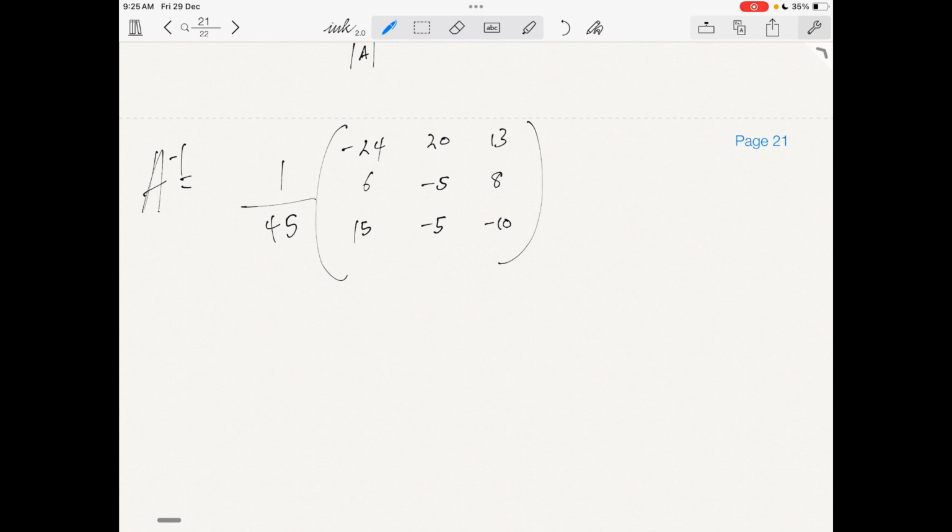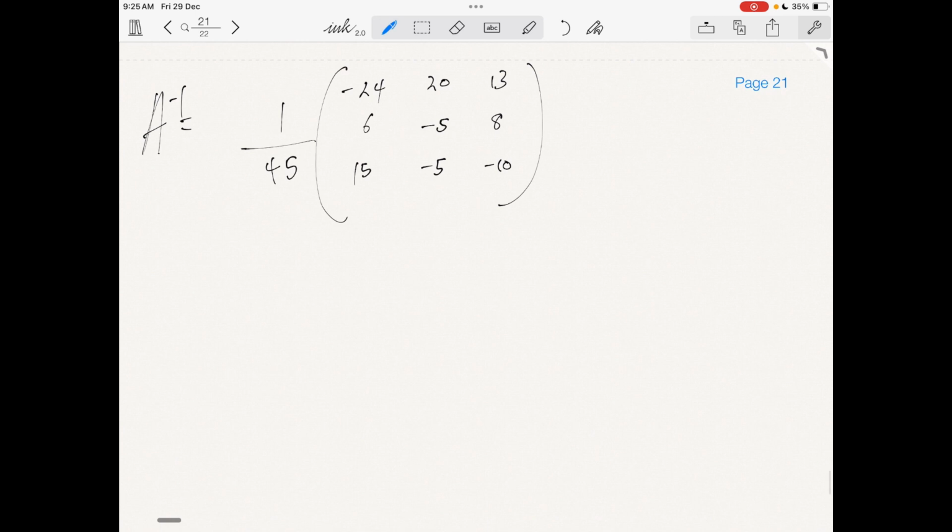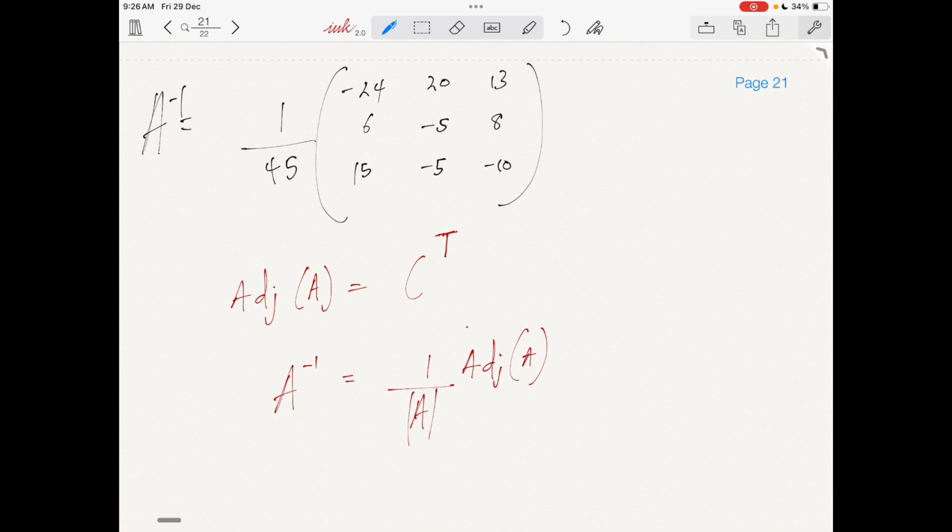So to understand the formulas better, let's write them down. The adjoint of A is equal to the transpose of the cofactors of A, and the inverse of A is equal to the adjoint of A multiplied by a scalar of 1 over the determinant of A. Now let's take a bit and soak it in.